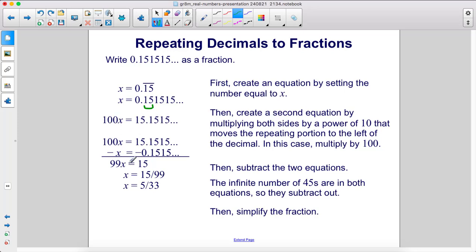Then we're going to subtract the equations, which gets rid of the repeating portion altogether on the right side. 100x minus x is 99x. 15 minus 0 is just 15. Divide both sides by 99. Simplify, and we get x equals 5/33.